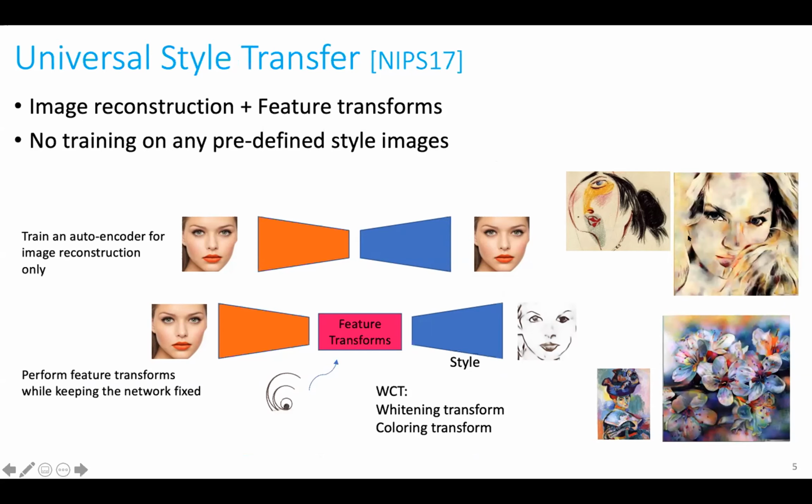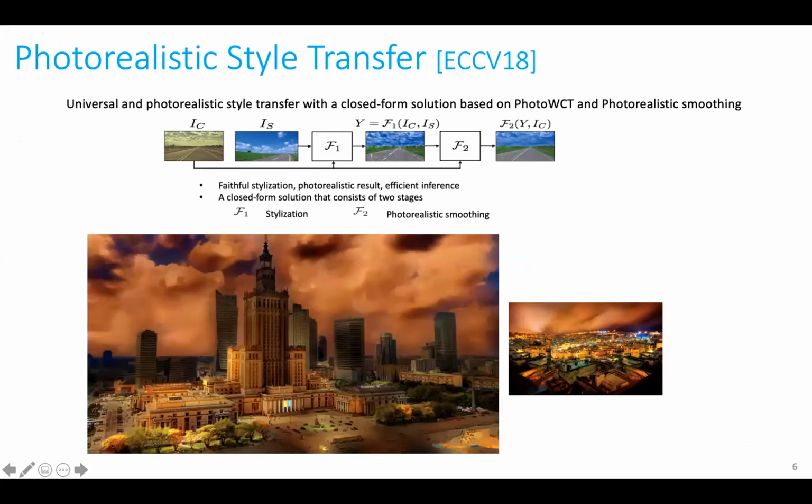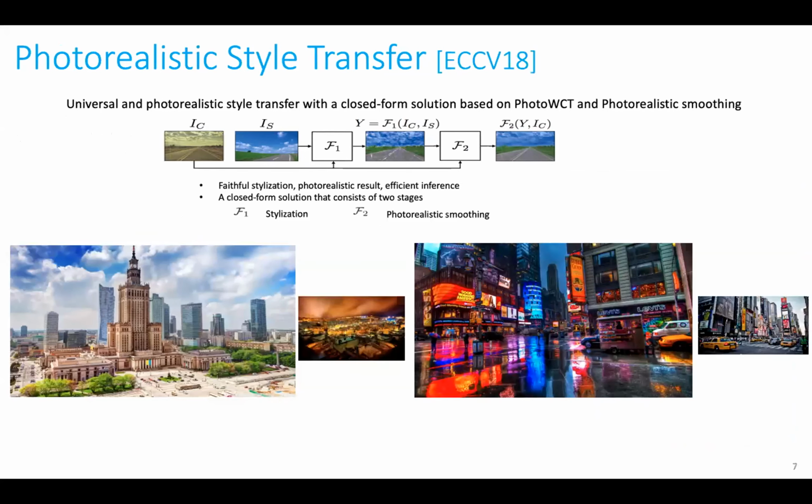the contents are distorted. So the next work we did was to see whether we can generate photorealistic style transfer results or not. Basically we add two more modules into that so that we can correct the contents, so that this can be generated without pre-training and the results are photorealistic.